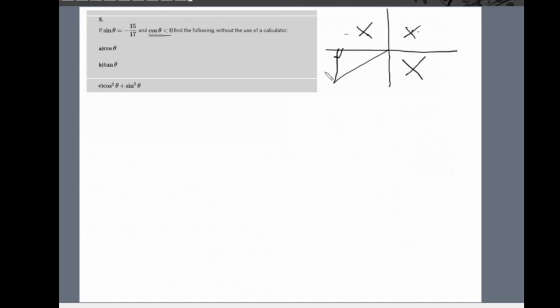So they say sine theta is minus 15 over 17, that is opposite over hypotenuse.